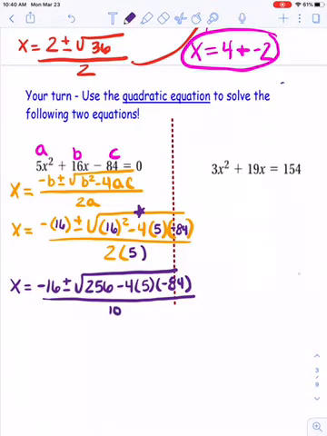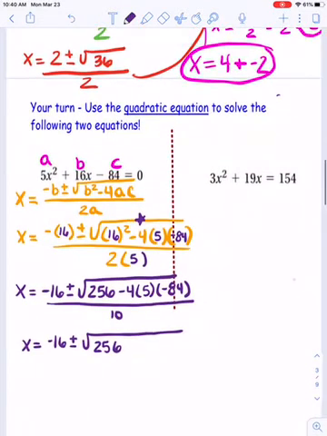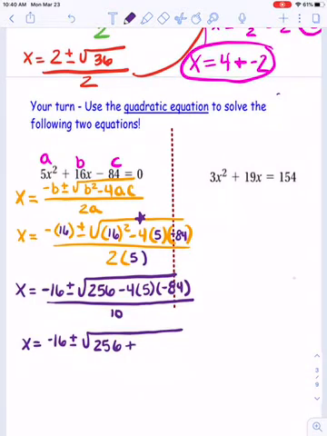Still have to simplify what's in my radical before I can do anything else. So I get x equals a negative 16 plus or minus the square root of, well, I get 256. And I got to take negative 4 times 5, which would give me a negative 20. Then I got to take negative 20 times a negative 84. So I need my calculator for that. Looks like I get a positive, because it's a negative times a negative, 1,680. Again, all over 10.